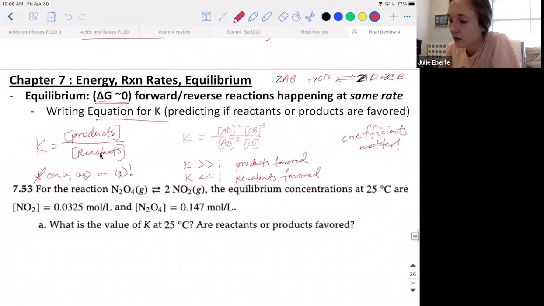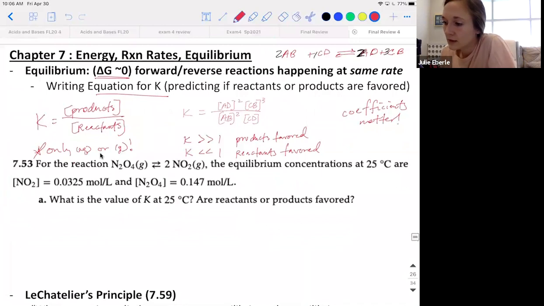Okay, we'll just do this one problem really quick, and then we're going to hit Le Chatelier's principle, and then we got to do chapters 8 and 9. We've already been going for like an hour, so we got to finish this up.